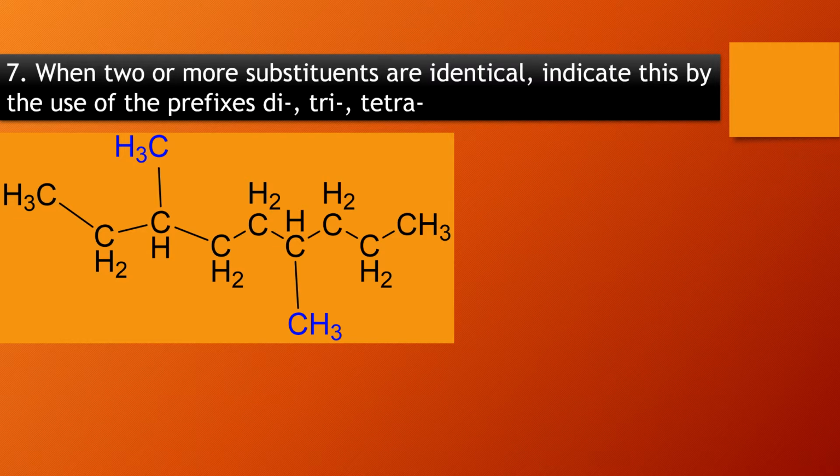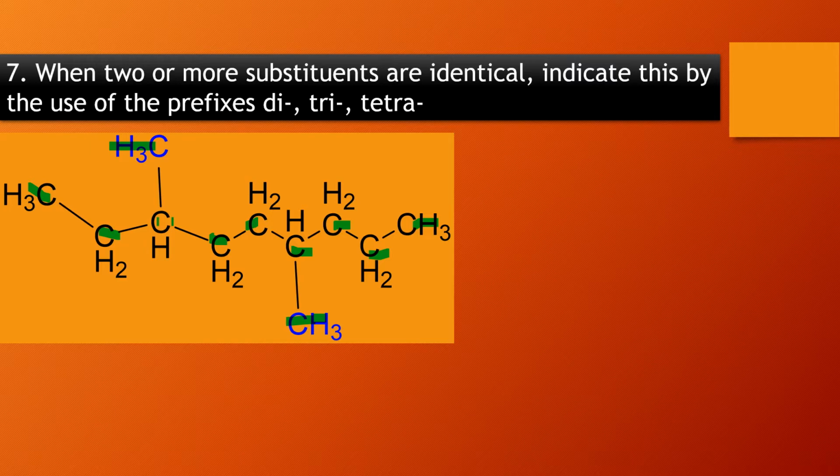So there is a compound. The first step is to count the number of carbons. So 1, 2, 3, 4, 5, 6, 7, 8, 9. So there are 9 carbons in the molecule. There are nine carbons in this structure, and you can see here there are two branches. There are two substituents. Both are methyl. Both are the same, identical substituents.